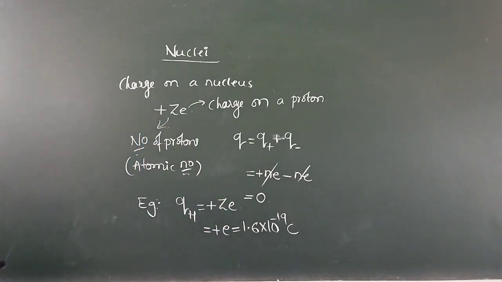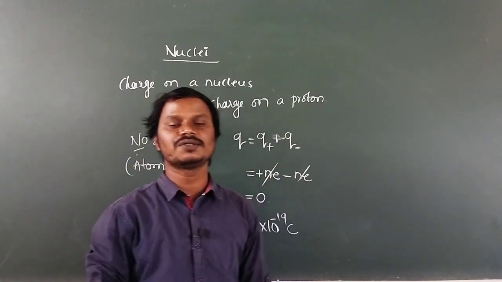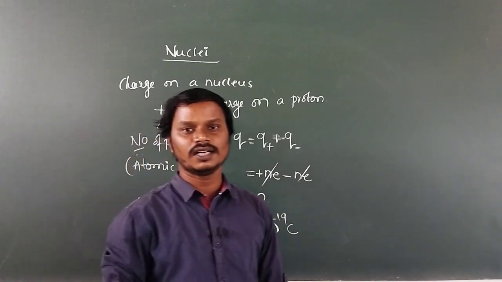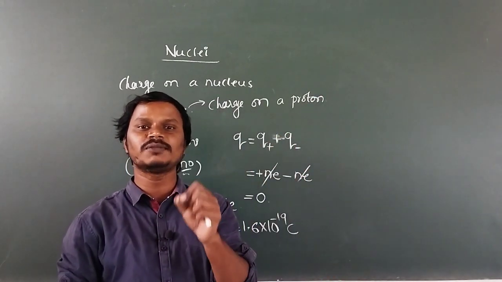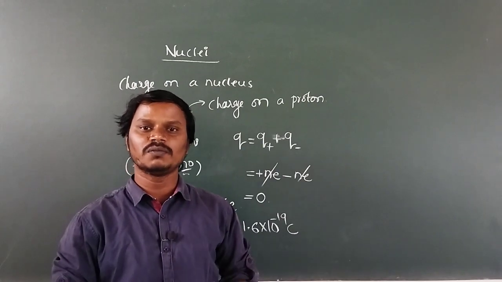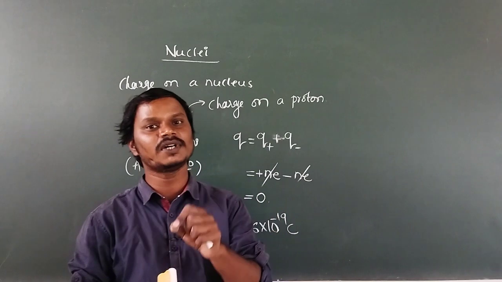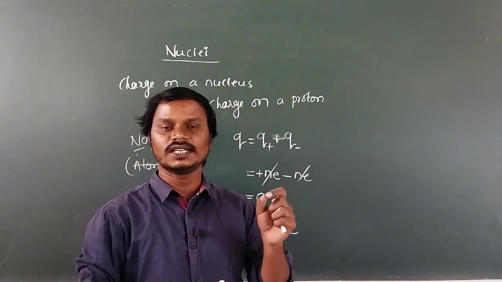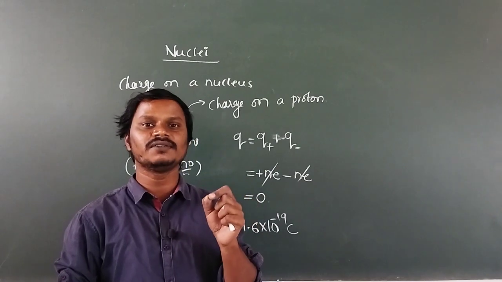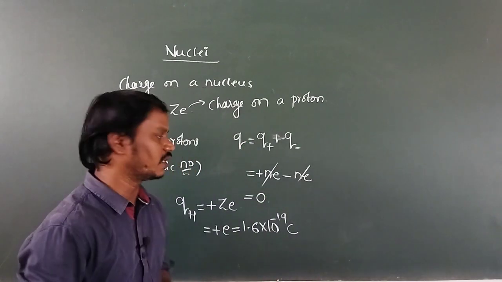Now, types of nuclei. There are 3 types of nuclei. What are those? Isotopes, isobars and isotones. What are isotopes? These are the nuclei with the same atomic number but different mass numbers. Then what are isobars? These are the nuclei with the same mass number but different atomic number. And what about the isotones? Isotones are the nuclei with the same neutron number but different mass numbers or atomic numbers.